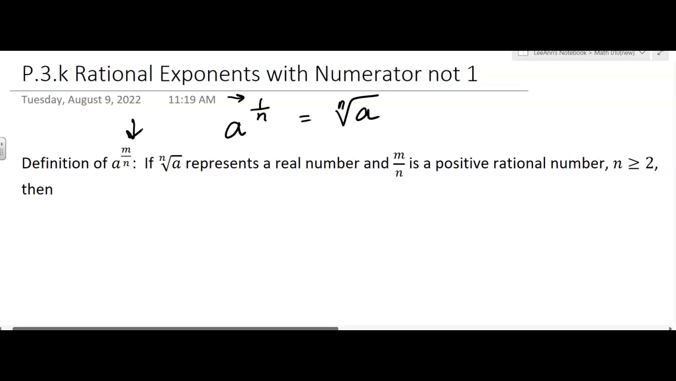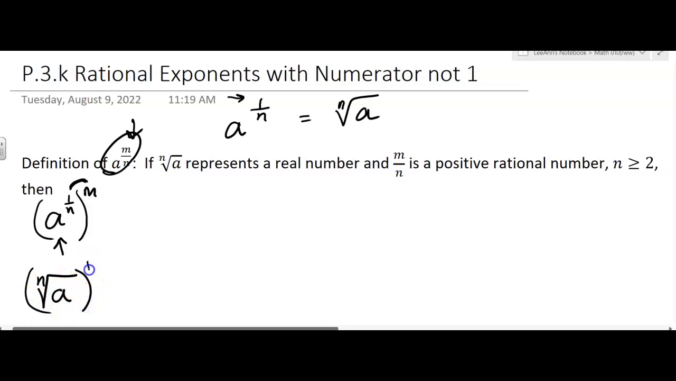Okay. Well, if you think about a to the 1 over n, and then you raised that to the mth power, right? Because you could do that. You'd multiply those, and that would be a to the m over n. You could do it like that. Well, then this would be the nth root of a, and then you'd have the m outside there.